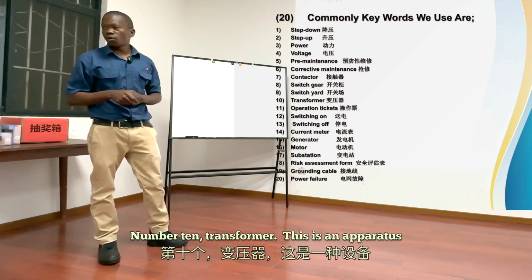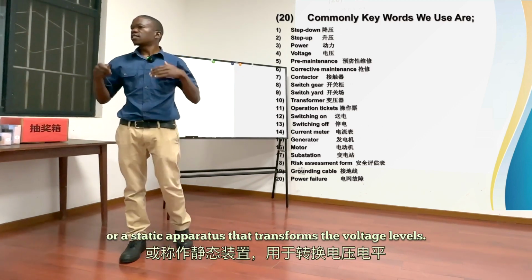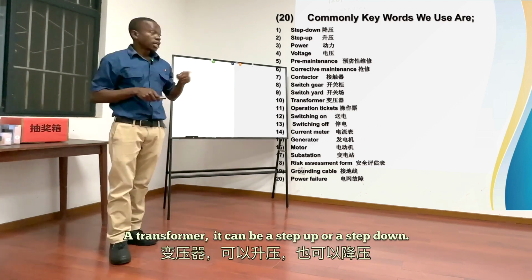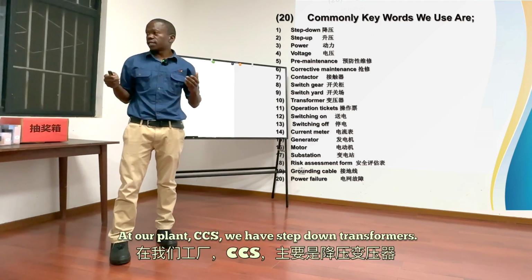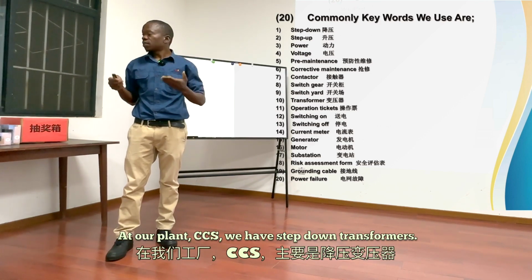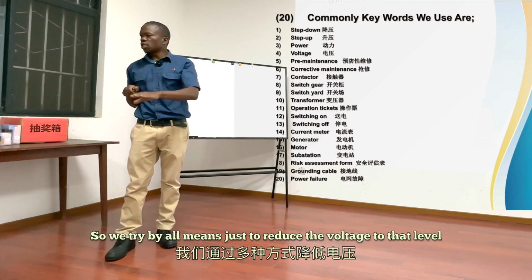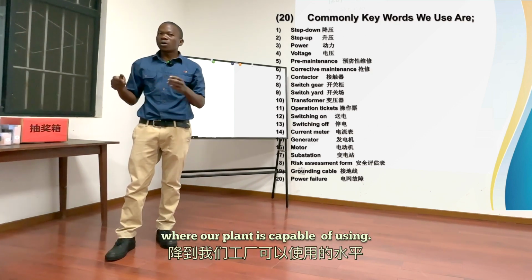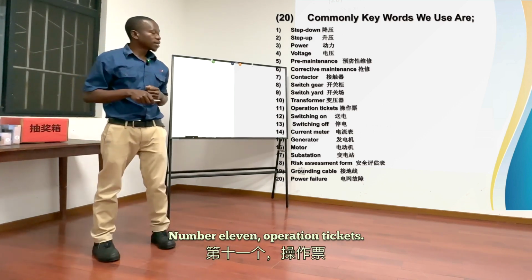Number 10, transformer. This is a static apparatus that transforms voltage levels. A transformer can be a step up or a step down. At our plant, CCS, we have step down transformers. So we try by all means to reduce the voltage to the level that our plant is capable of using.